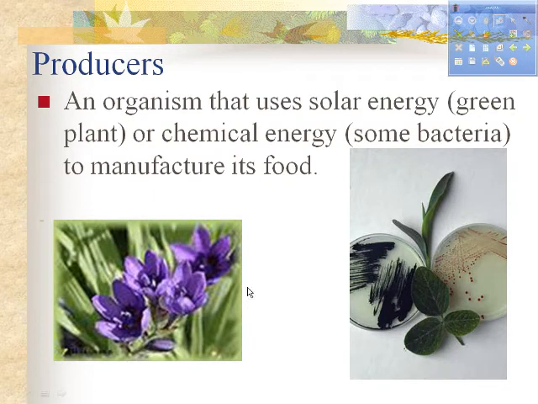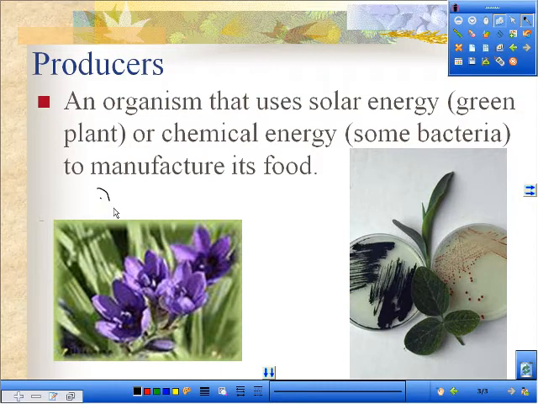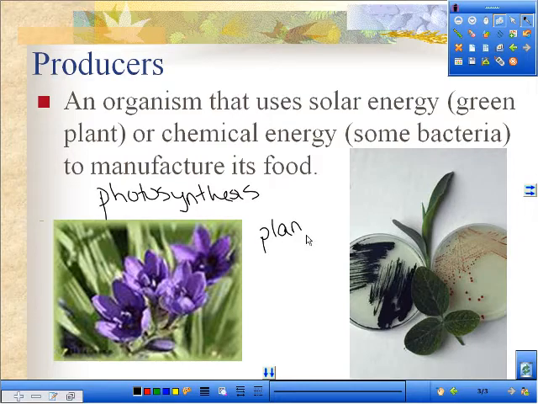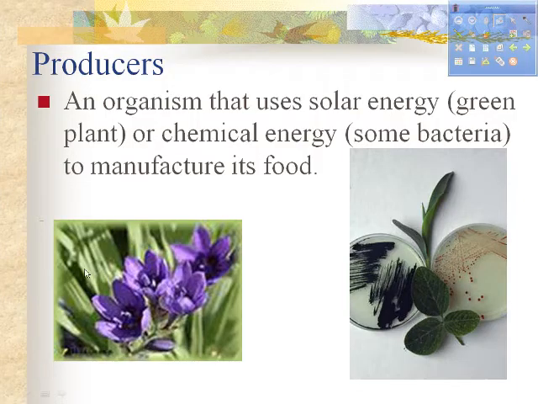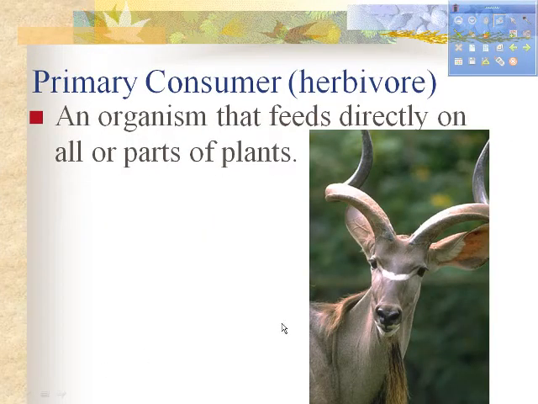So, producers, again, use solar energy to make their own food. Photosynthesis, right here. Make sure you connect producer with photosynthesis. They are always plants. Okay? And then a primary consumer is an herbivore, has to eat plants. Only eats plants. So this is the deer and the cattle and the antelope and whatever else that eats plants.